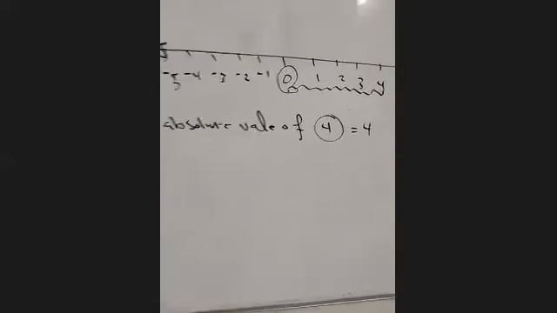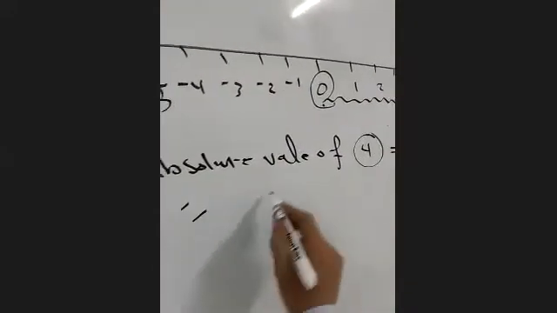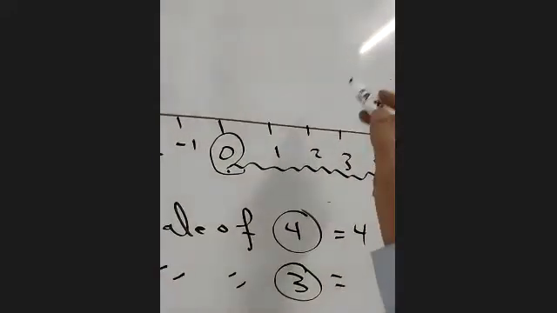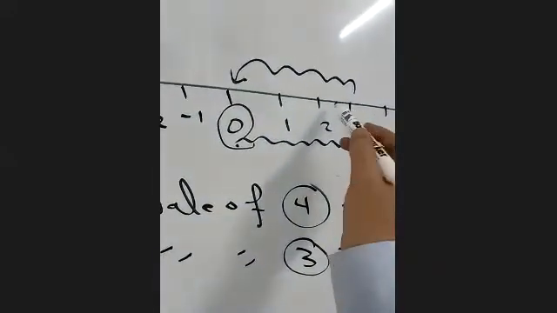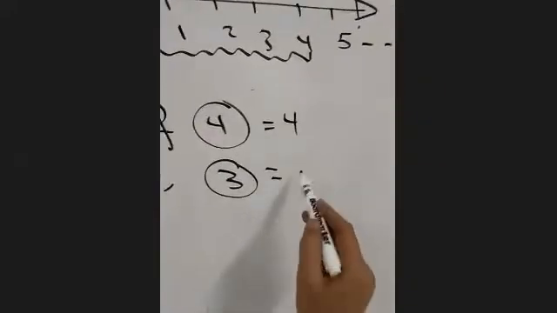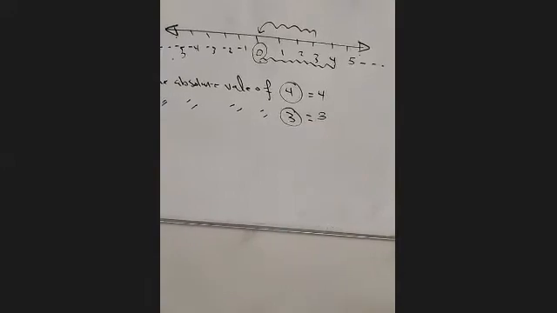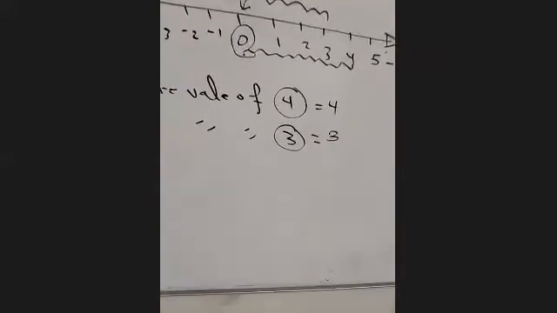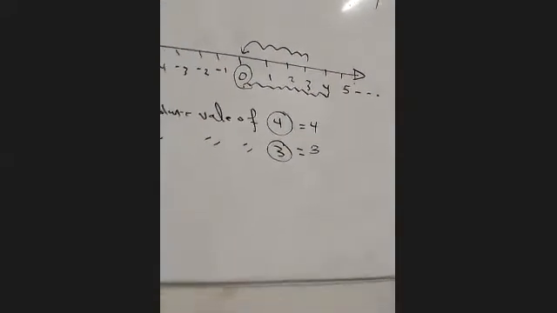The absolute value of 3 equals the distance between 3 and 0. So the distance between 3 and 0 is 1, 2, 3. So the absolute value of 3 is 3 also. So if the integer is positive, the absolute value is the same integer.